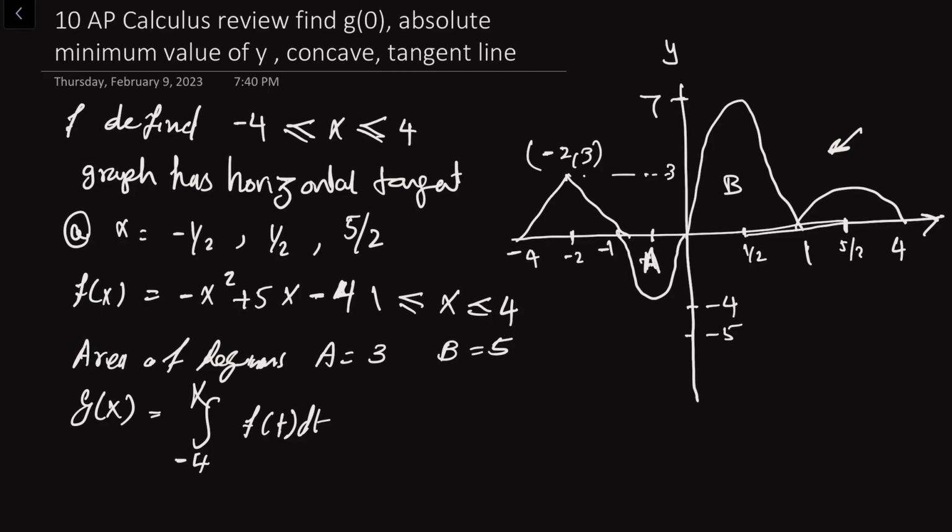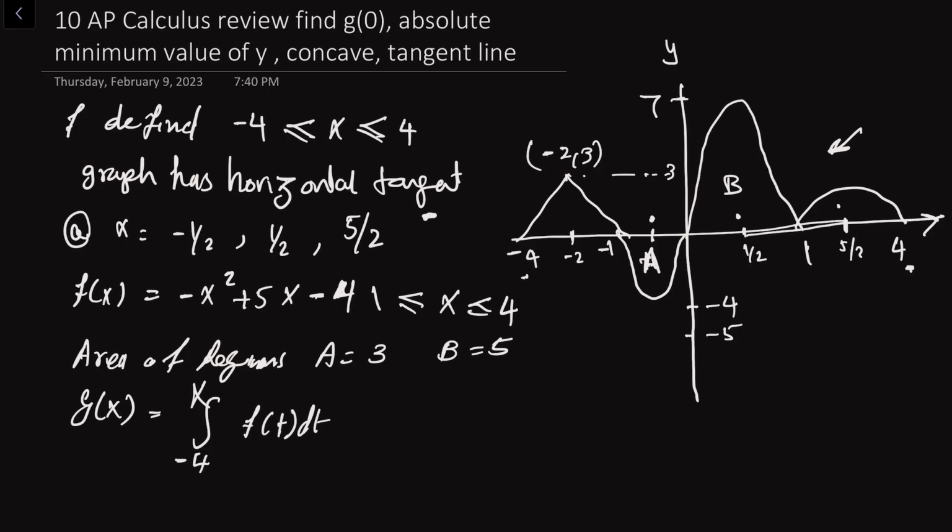So if we look from the left, start from the interval from -4 all the way to 4. So that's the x value it's defined at. The graph has horizontal tangent at minus 1/2 and 5/2.